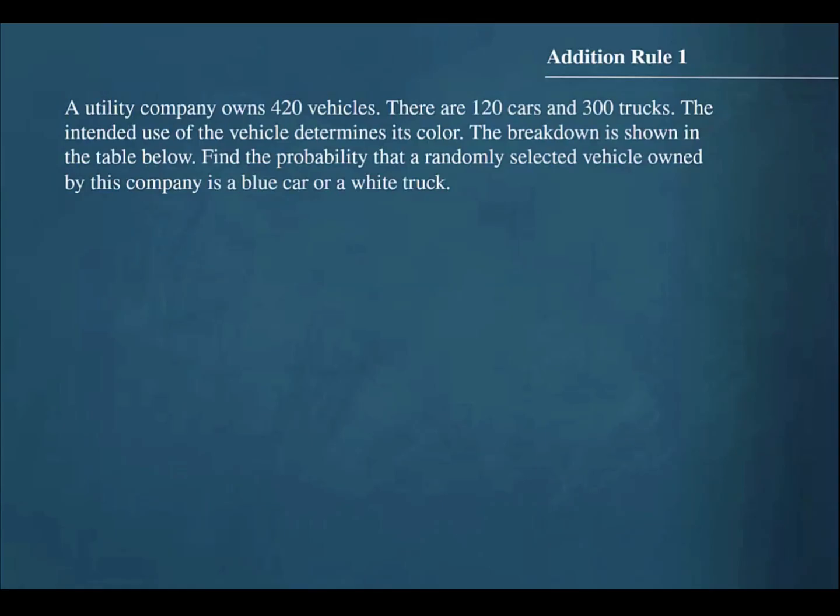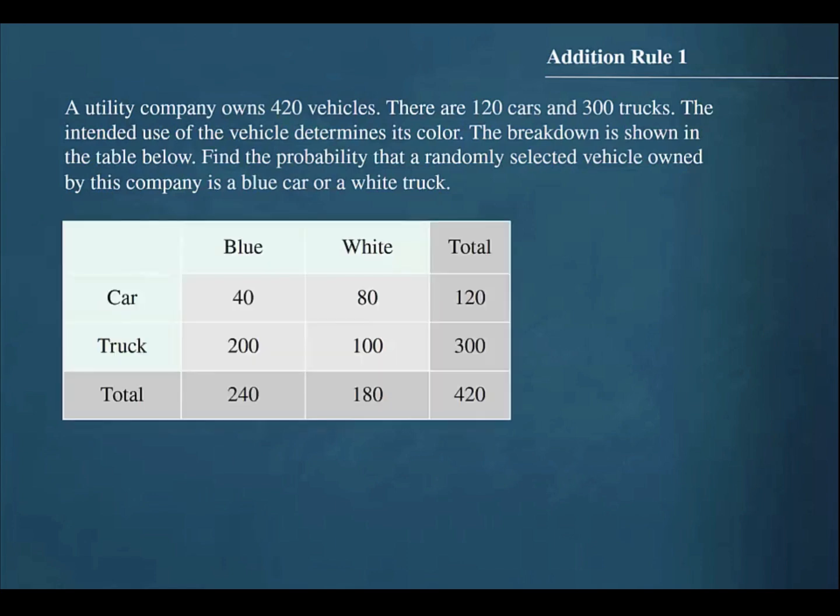A utility company owns 420 vehicles. There are 120 cars and 300 trucks. The intended use of the vehicle determines its color. The breakdown is shown in the table below.